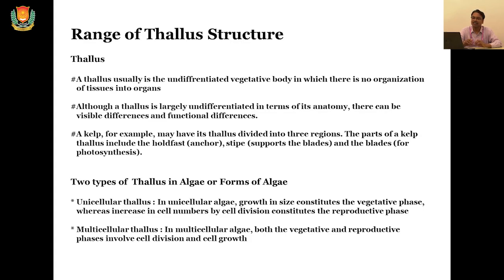Usually it is seen that in a kelp, the thallus may be divided into three distinct zones or regions. The parts of the kelp thallus include the holdfast, a structure that helps it attach to a substratum, and then the stipe. The stipe supports the blades, and then it has the blades. So holdfast, stipe and the blades. Blades are chiefly the photosynthetic organ in kelps. So kelp may be very big, or the thallus may be unicellular or a very tiny, microscopic object in algae as well. And there are two forms of algal thallus.